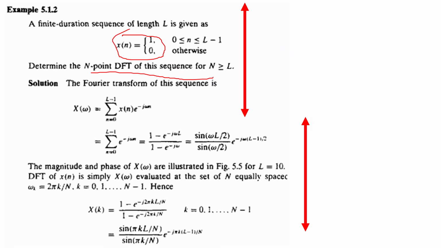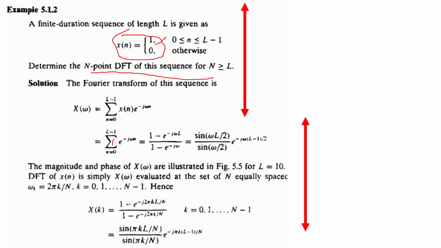As you know, we have the formula x of n e to the power minus j omega n, with n from 0 to L minus 1. So put it in, and since x of n is equal to 1, we have 1 into the formula e to the power minus j omega n. And now here, what will happen?